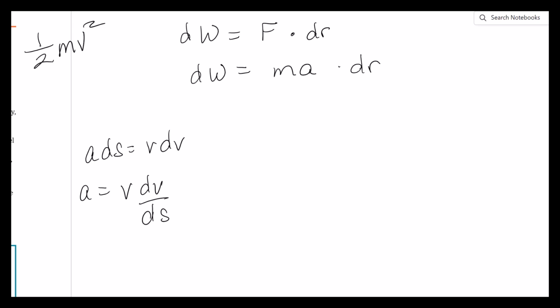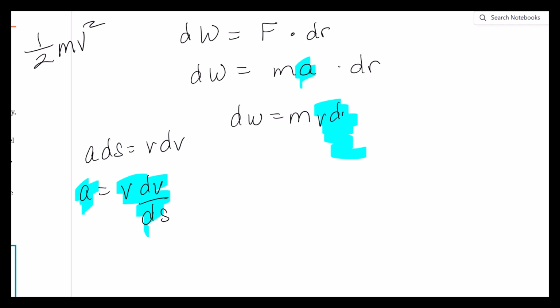a dv dv ds, like that. So I have dW equals m, and then instead of the a, and I am kind of hand waving a little bit, but I just want you to know that this comes from somewhere, it's v dv/ds. And if we get rid of the dot product and assume it's all in the same direction, we can just call that ds, and then the ds's cancel out. Again, this is kind of like fake math. And I have dW equals mass times velocity times dv.